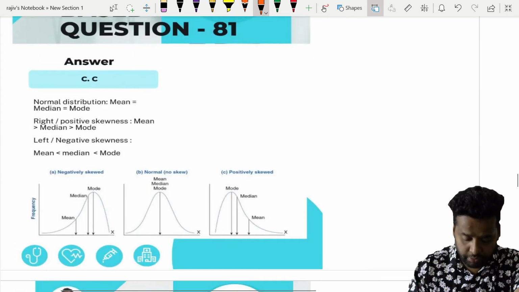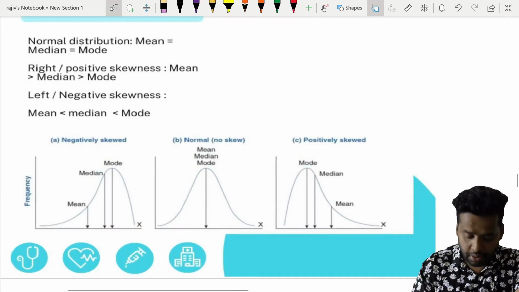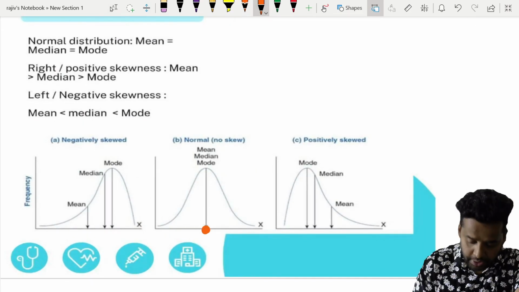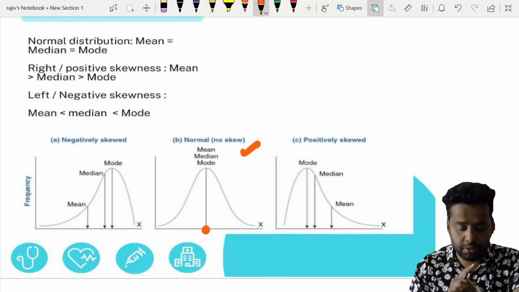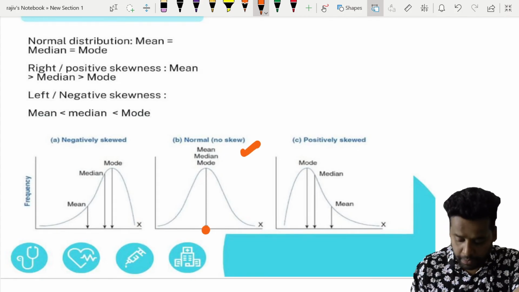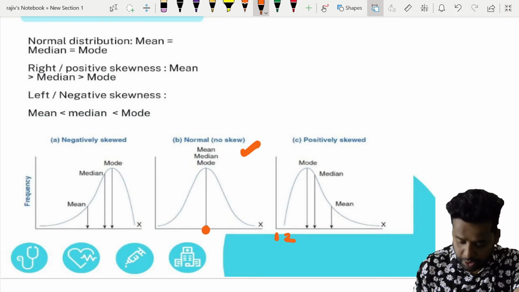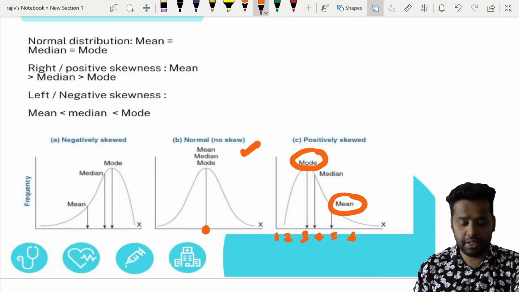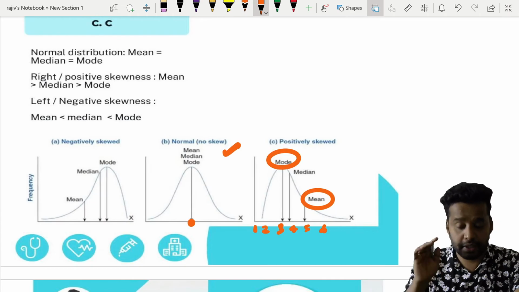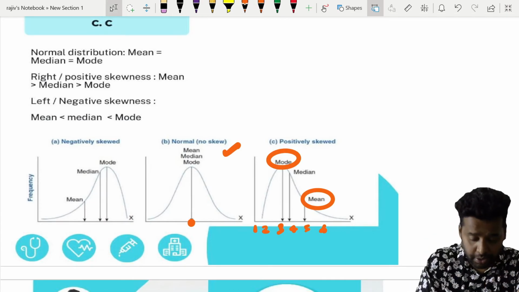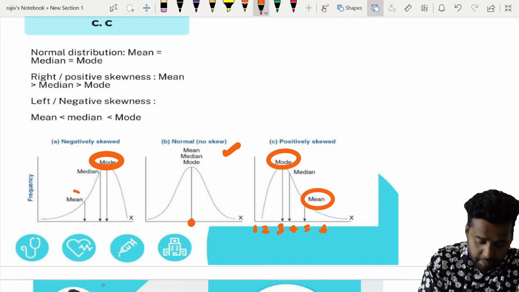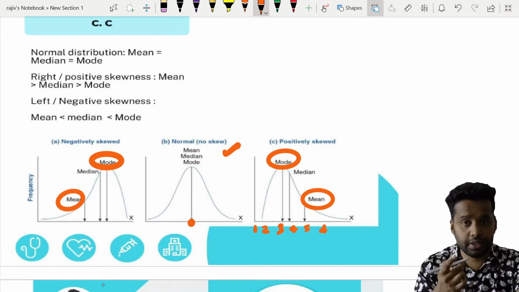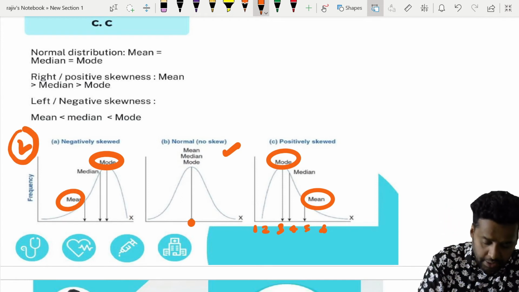So if mean, median, mode is given, always remember, if everything is in the center and coinciding, there is no skewness, it is a normal distribution. If I give the values like 1 2 3 4 5 6 7 on the horizontal axis, and mode is least and mean is highest, then it is right skewed data. But your question is the opposite. Mode was highest, mean was least. That is why it is left skewed data.